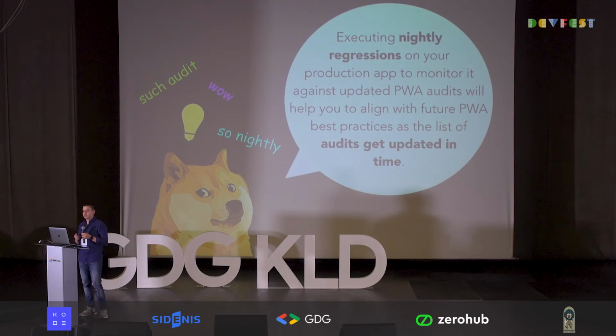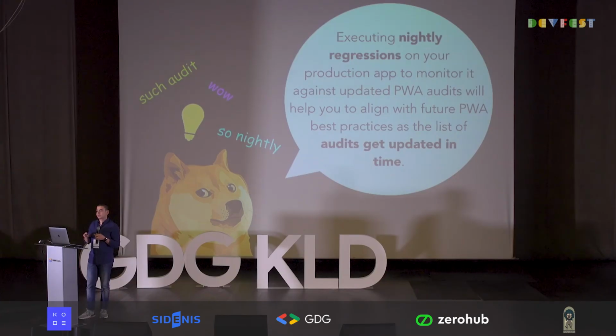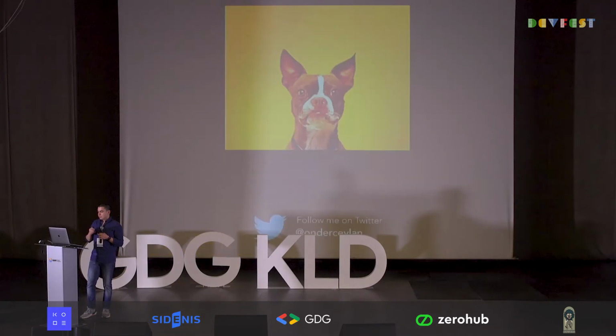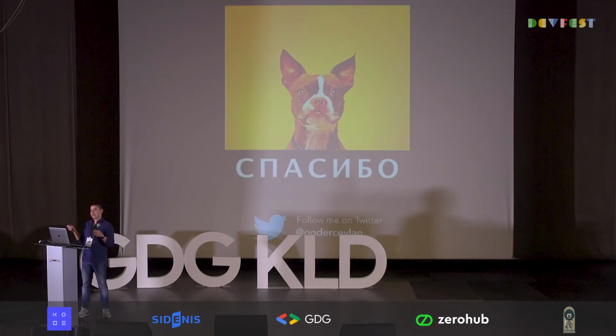Another tip from my friend: execute nightly regressions on your production app to monitor it against updated PWA audits and any changes affecting your PWA. You can introduce a CI step. You can introduce the Lighthouse CLI into your continuous integration pipeline, and every time you introduce a change, you can validate whether your PWA still passes all the audits. It's possible.